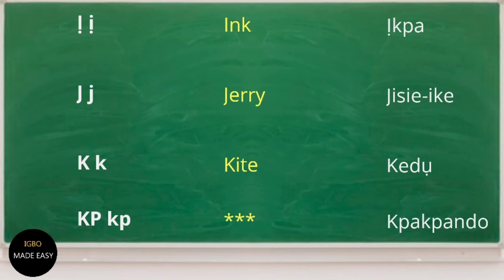The next one is J. It's the same regular J sound in English as in Jerry, Jets, and all what have you. Ignore the A after the J. When you are calling it as a letter, it is J, but when you are pronouncing it, it is J, as in Jerry.